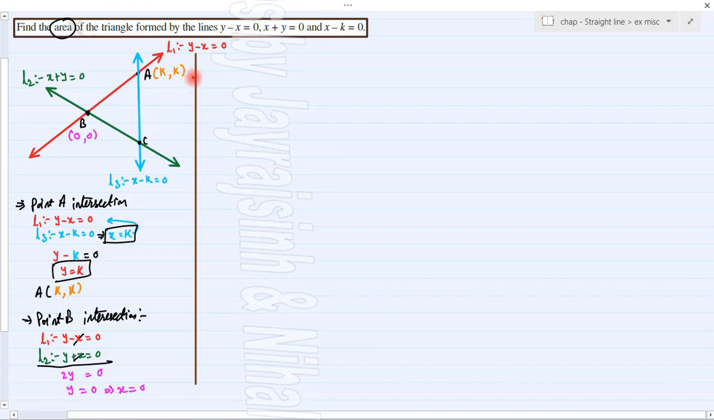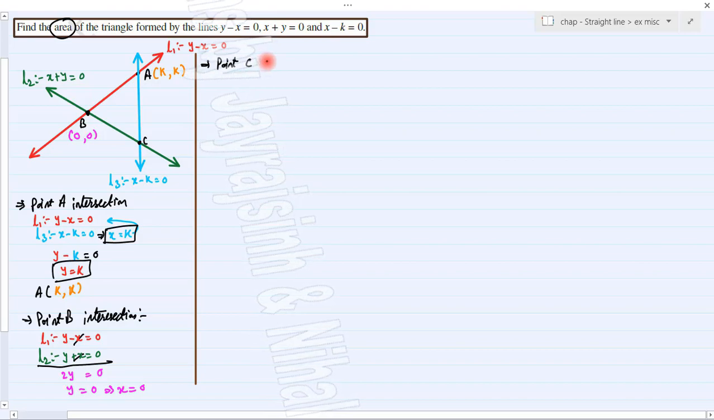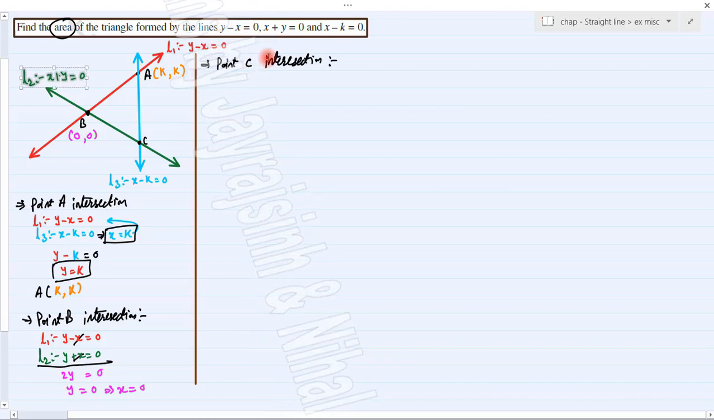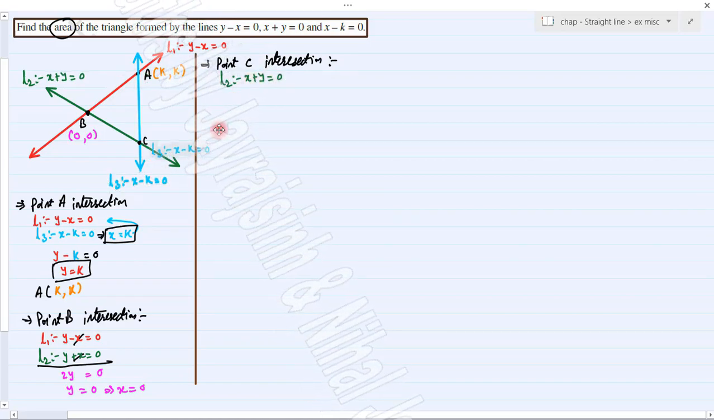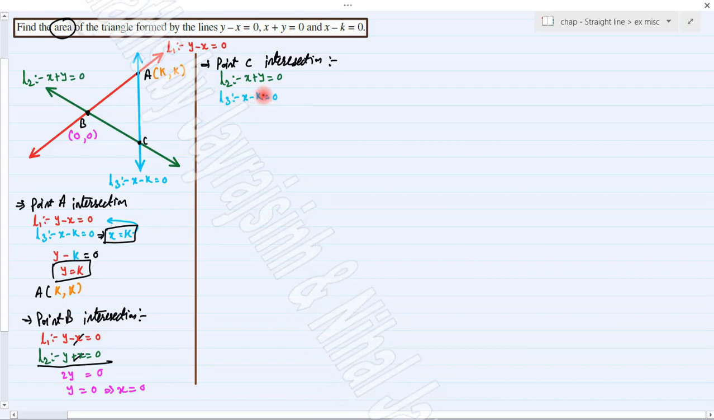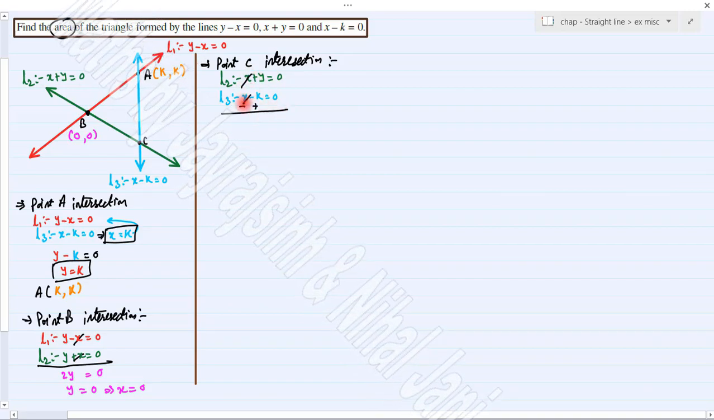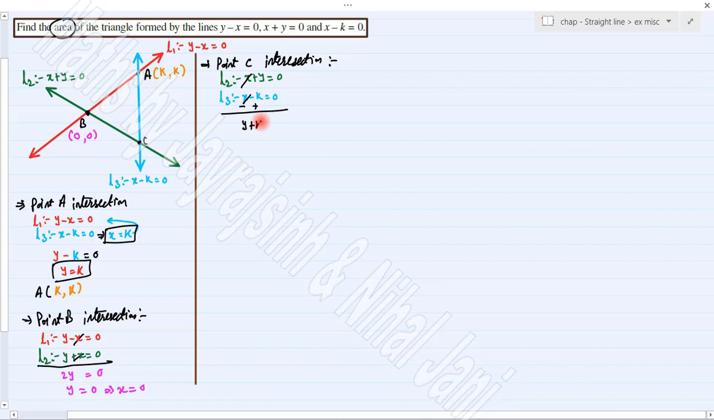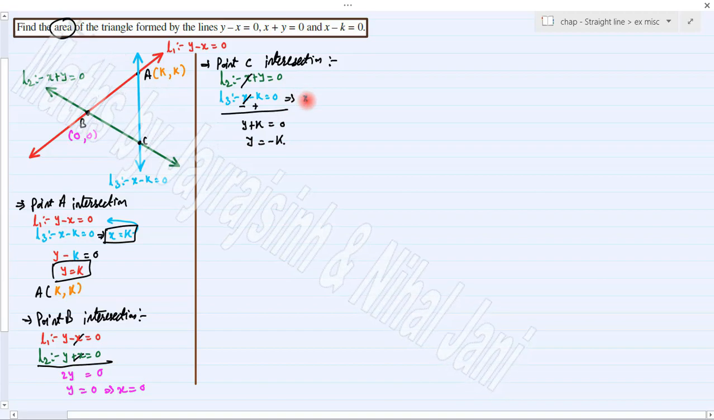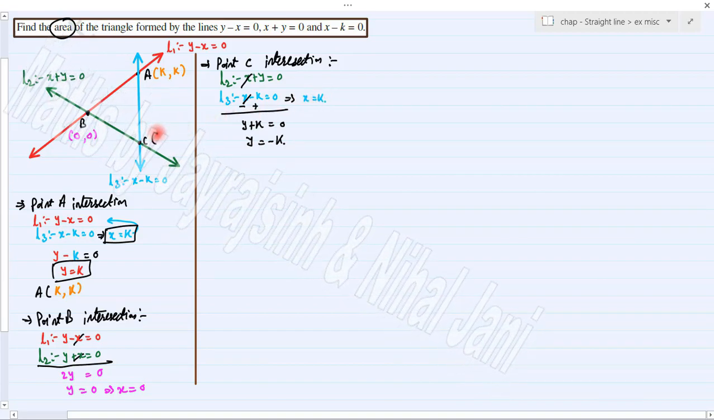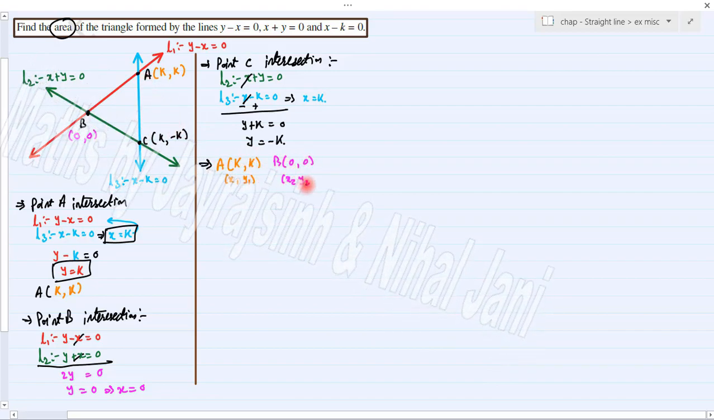Now we have to go for the last intersecting point, point C, which is the intersection of line L2 and line L3. So we have to solve these two equations, and for that let's take the difference. Here your x will cancel out, so we'll get y plus k equal to 0, or we can say y equal to minus k, and we already have x equal to k. So the coordinates of C will be (k, minus k). So we get the coordinates of A, B and C.